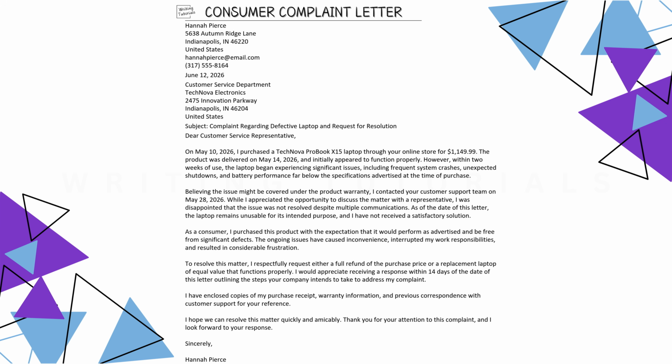Companies are often more willing to work toward a solution when complaints are presented professionally and supported by documentation. Most importantly, clearly state the resolution you want, whether that is a refund, replacement, repair, or another reasonable solution. And that's how you write a professional consumer complaint letter, step by step.